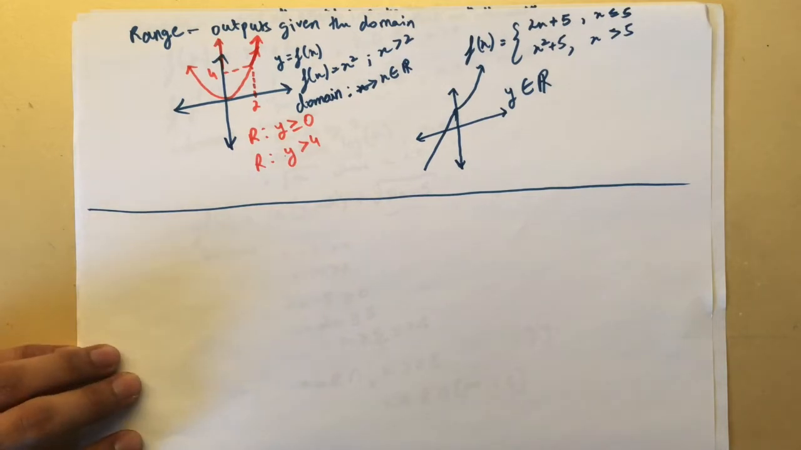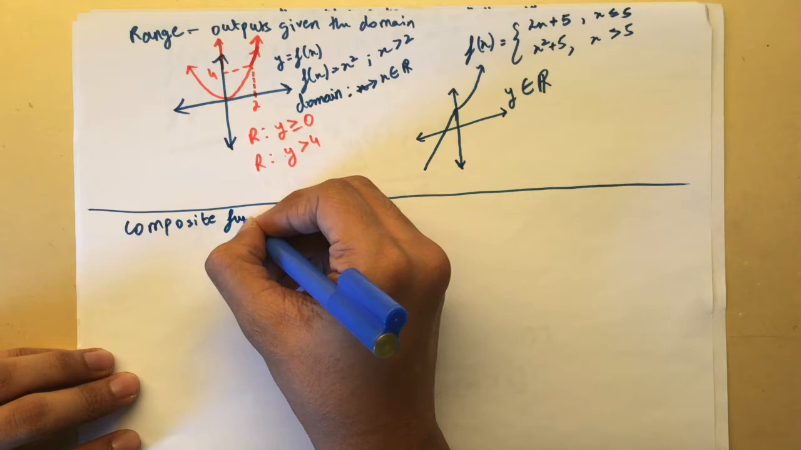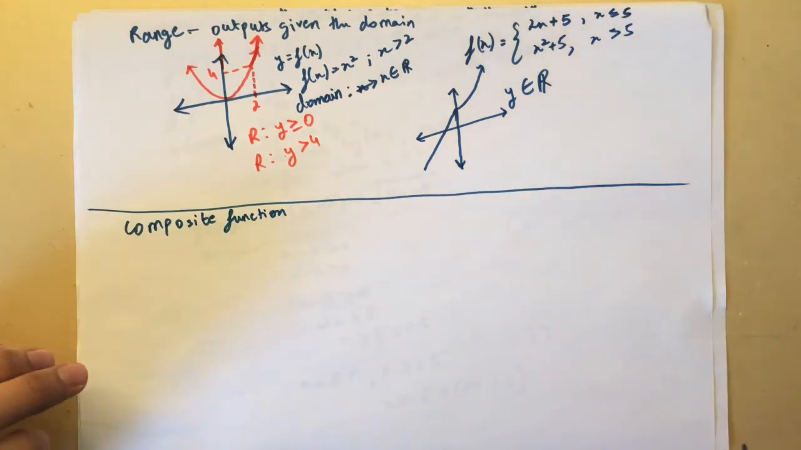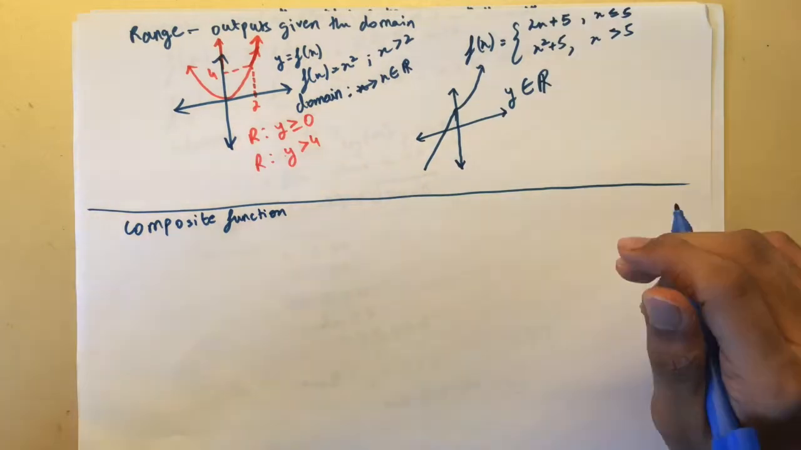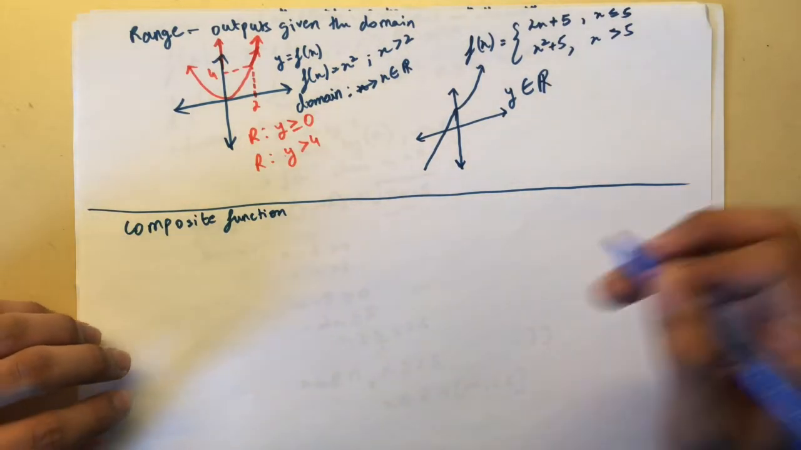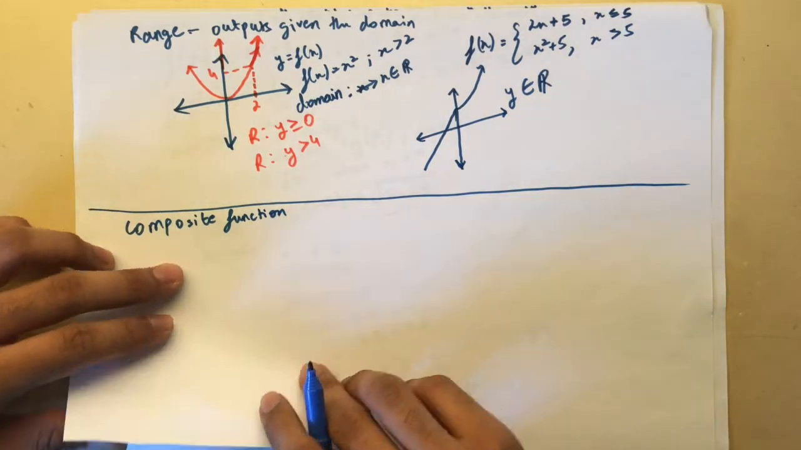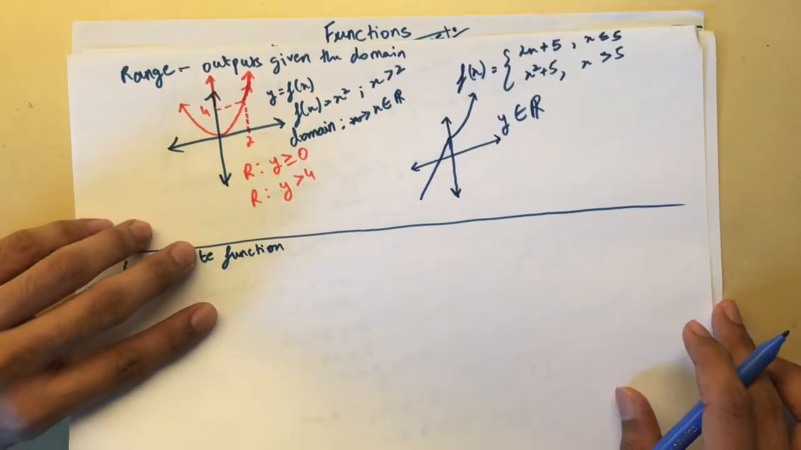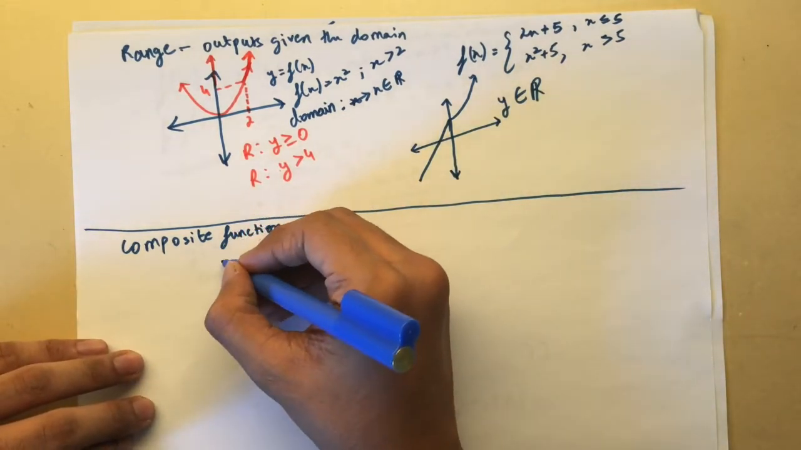So another very important topic in functions are composite functions. This is basically combining two different functions such that the output of one function becomes the input of a different function. So in that graph that I showed you previously, which looked something like this, we would have it look like this.